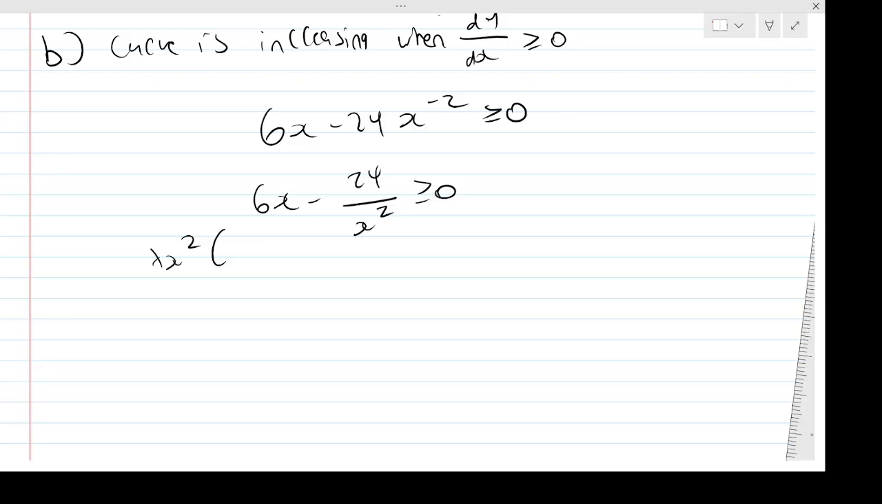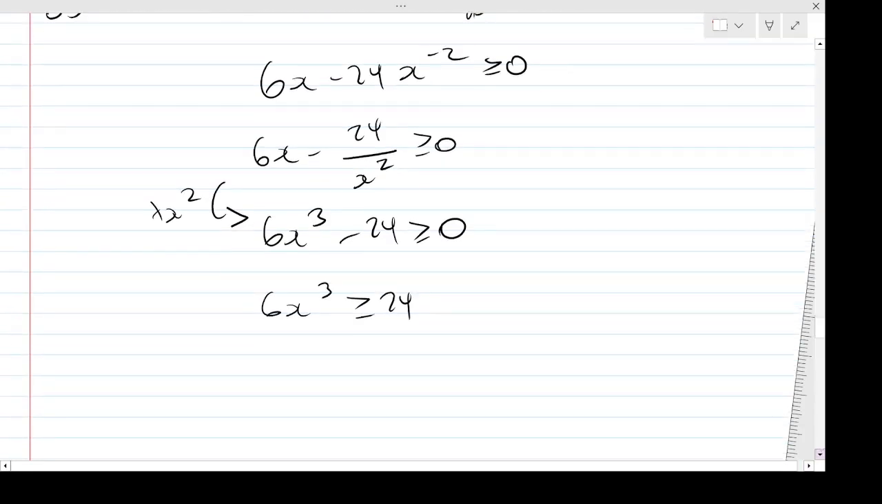Okay, so if we times everything by x squared, we get 6x cubed minus 24 greater than or equal to 0. Then we can solve for x, right? So 6x cubed is greater than or equal to 24. So x cubed is greater than or equal to 24 divided by 6. That simplifies to 4, quite nicely.